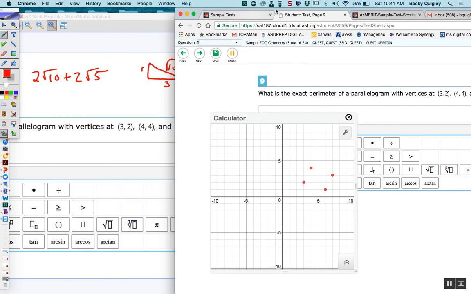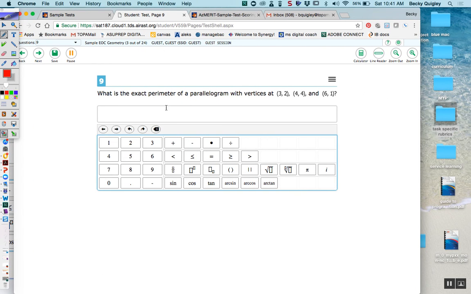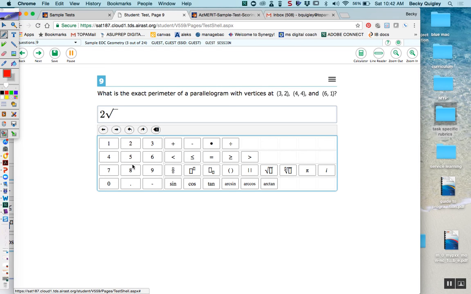And that is the way you will need to put that answer into this answer grid. So 2, and we need our square root button, 2 square root of 10 plus, let's go back 1. See, there's the danger there. 2 square root of 10, and then plus 2 square root of 5. And that's how you would have to put that answer in, because again, when it says exact, you have to leave it in radical form.